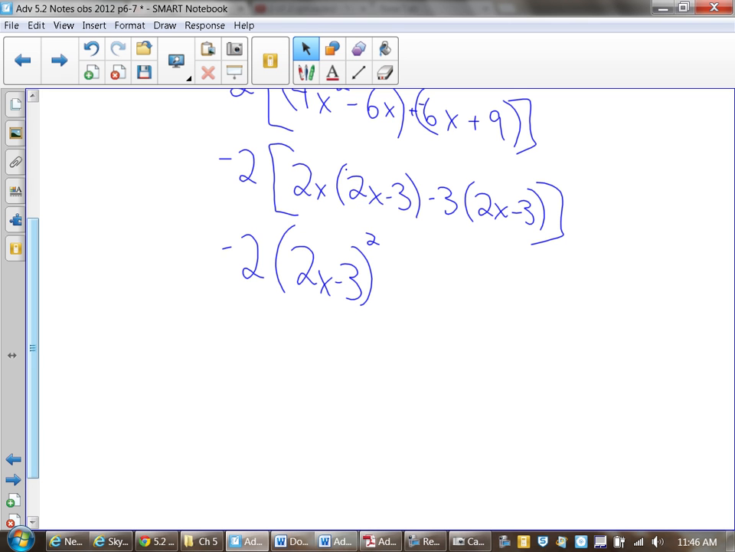Wait, oh yeah, you got to write a square. So is it 1/2? 1 over 2. Next, 3 over 2.